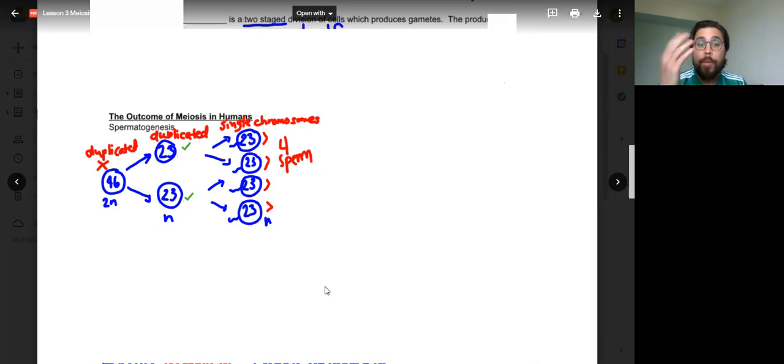Now, spermatogenesis takes a somatic cell. So this here is somatic still, right? Because it's diploid, and it has a full set of its DNA, 46 total chromosomes. Now, it is not duplicated in the classical sense, all right? Not duplicated in the classical sense.